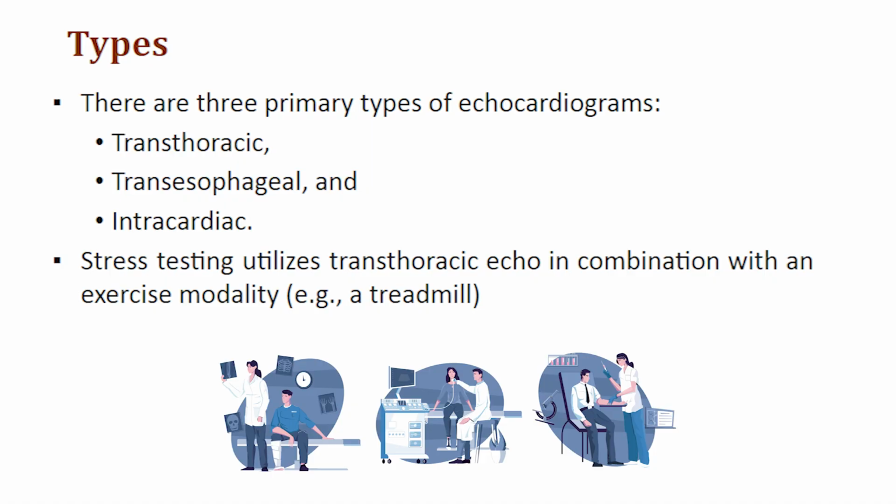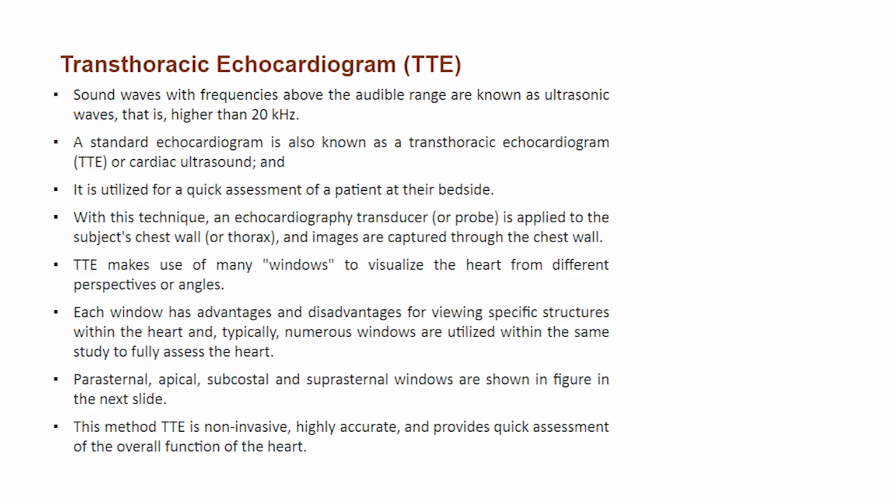Now, next I am going to explain types of echocardiograms. There are three primary types of echocardiograms. First is transthoracic echocardiogram, in short it is called TTE. Second one is transesophageal echocardiogram, in brief it is called TEE, and third one is intracardiac echocardiogram, in brief it is called ICE. Stress testing utilizes transthoracic echo in combination with an exercise modality, for example, a treadmill, and resulting image is called stress echocardiogram.